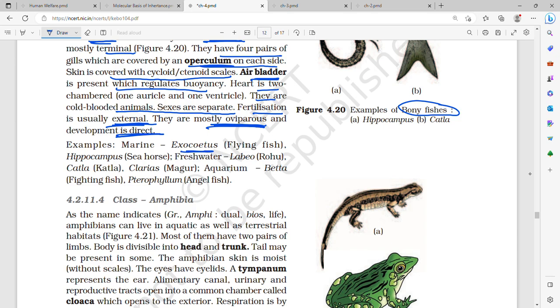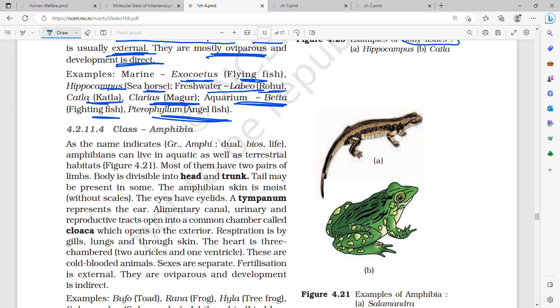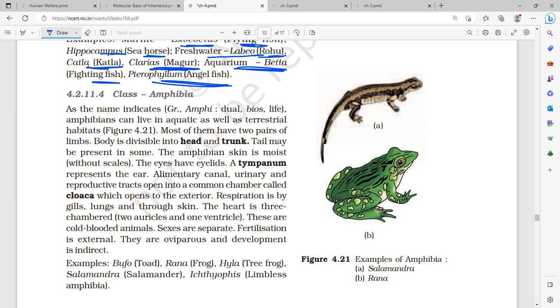Marine examples: Exocoetus, also called flying fish; Hippocampus, seahorse. Freshwater examples are Labeo, that is rohu, and katla, both of which we eat. Then Clarias, magur. Aquarium fishes: Betta, also called fighting fish, and Pterophyllum, angelfish. You can't keep Betta with other fishes. It's a fighting fish.